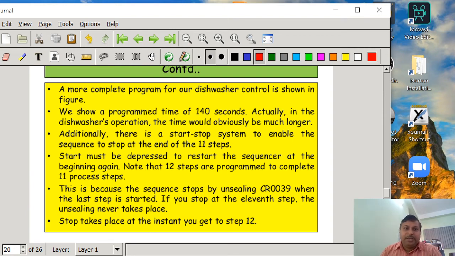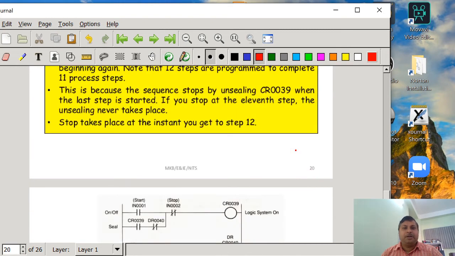I mean, suppose each of the steps is going to be performed for 140 seconds. Actually, in a real dishwasher operation the time would obviously be much longer. For example, suppose we want each step to run for 140 seconds, and then it automatically goes to the next step. Additionally, there is a start stop button to enable the sequence to stop at the end of the 11 steps. Let us try to understand the programming, then we will come to the discussion.